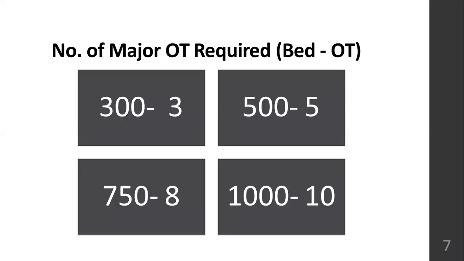Majorly, if it is a 300-bedded hospital, 3 OTs will be required. 500-bedded hospital, 5 OTs; 750, 8 OTs. Always take the upper limit. A 1,000-bedded hospital, 10 OTs will be required. But given the statistics in India, based on the Indian population we are seeing right now, these data are old. Now if it is a 300-bedded hospital, you may require at least 5 OTs. So the number of OTs has increased to cater to the big population we have in India.